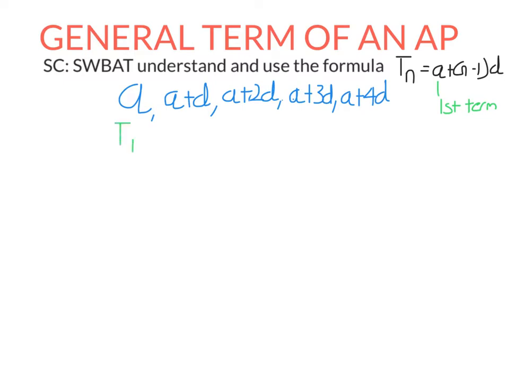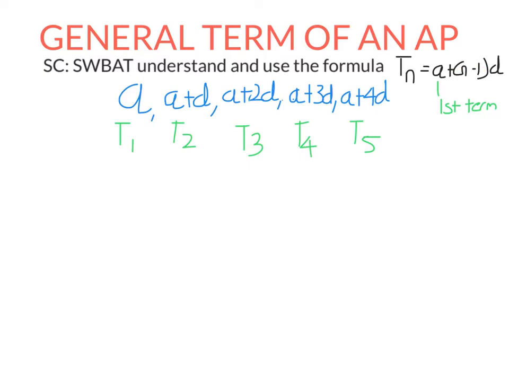So this is T1. You can see T2 has one lot of d. You can see T3 has two lots of d. T4 has three lots of d, and so on. That's why we get the n minus 1 d. If n is 5, there's 4 lots of d. If n is 3, there's 2 lots of d. So that is why this formula works.